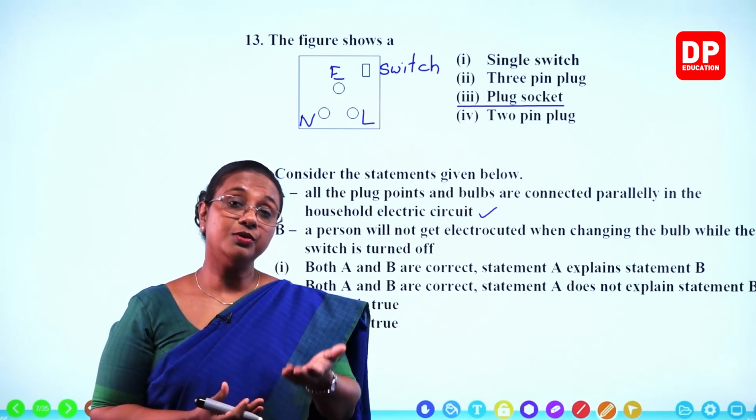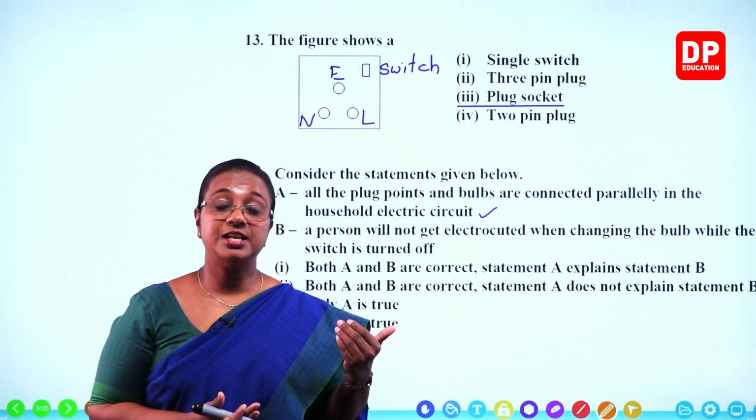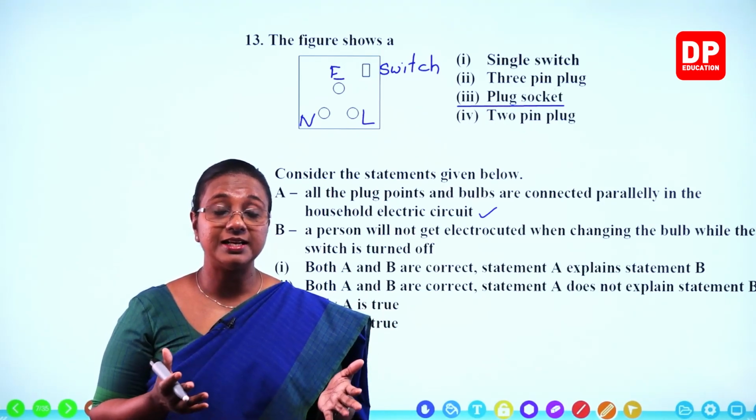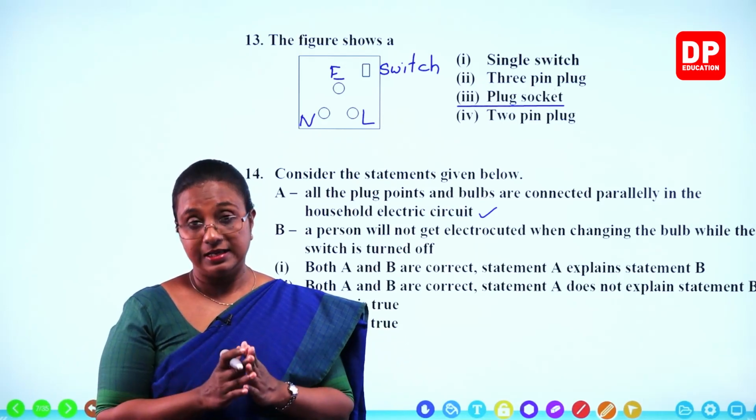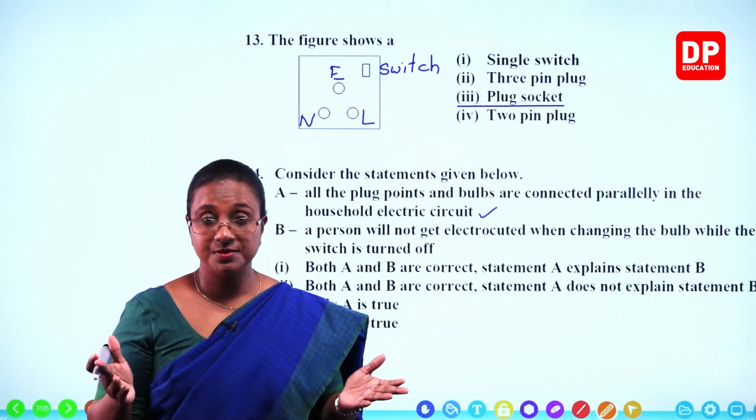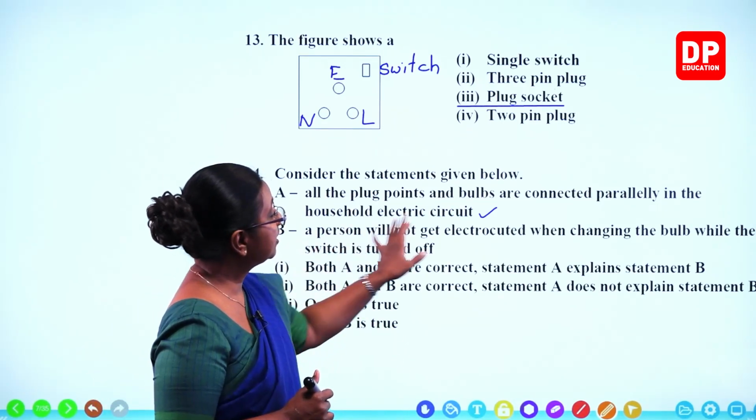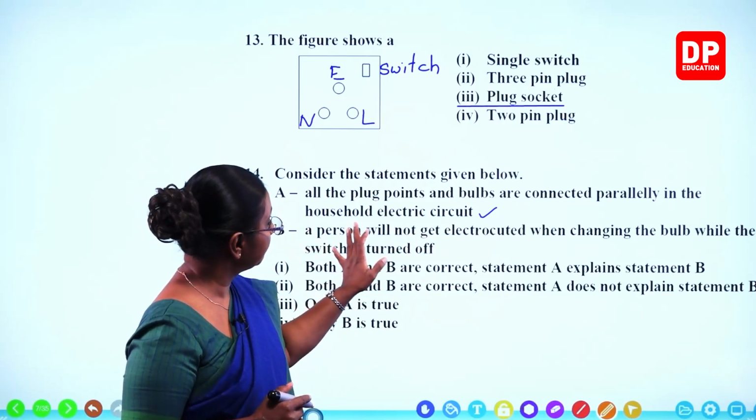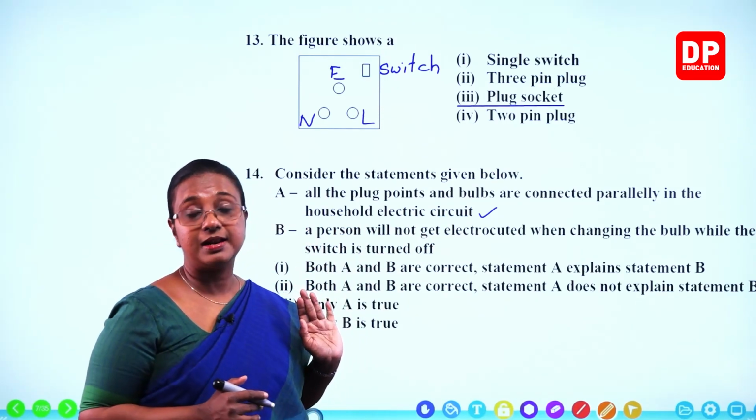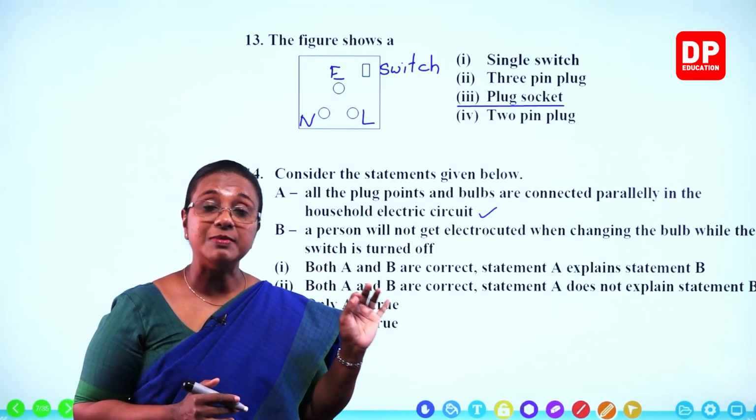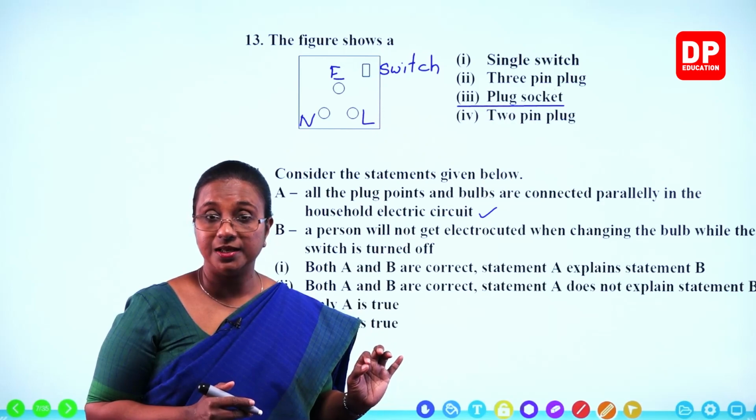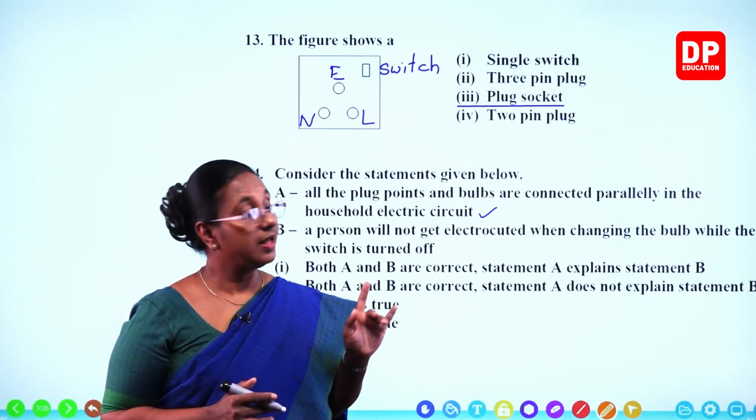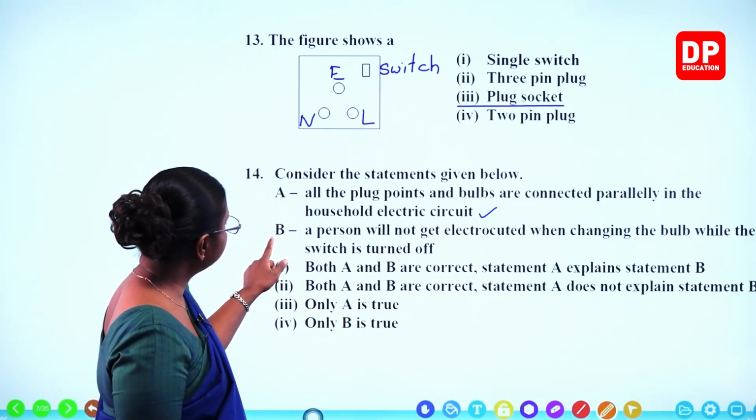And also, you all know the potential difference. Normally, when it is a parallel connection, the potential difference is the same across all the devices or the bulbs. So, that is an advantage of having all the bulbs and plug points connected parallelly. The main reason is you will be able to operate them separately, individually. Is that clear? Then, the second one, B.